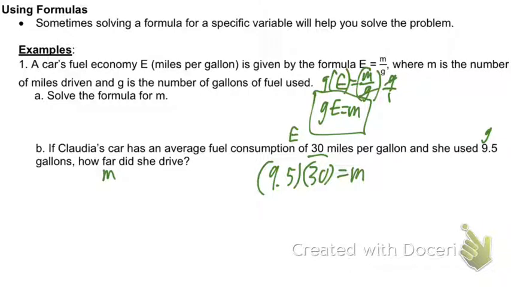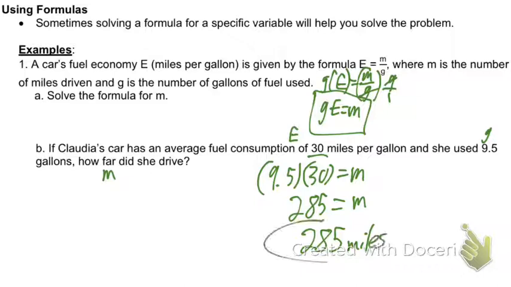So now we take 9.5 times 30. We plug what we know into our formula and solve for what we don't. We know E is 30. We know G is 9.5. We don't know M. Plug in what we know, solve for what we don't. 9.5 times 30 is going to be, does anyone know? 285. We are allowed calculators in here, so 285 equals M. So how far did she drive? 285 what? Miles. She drove 285 miles on 9.5 gallons.